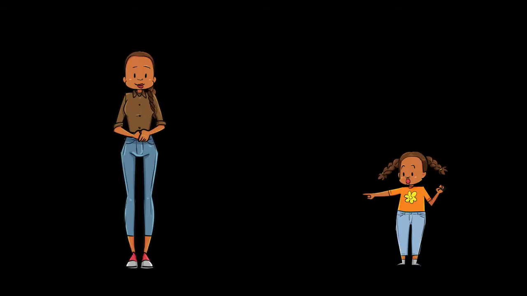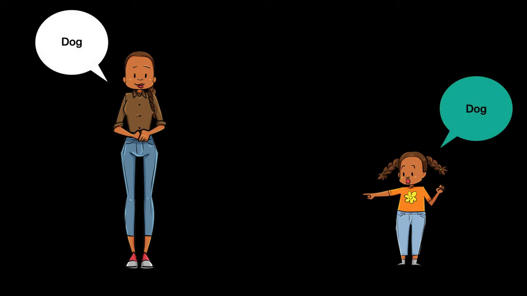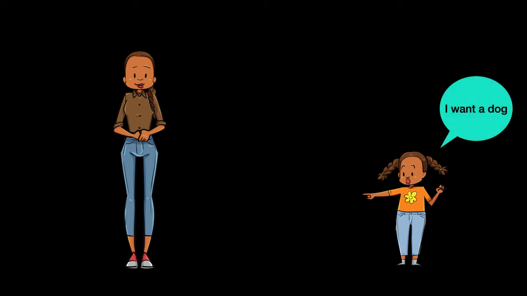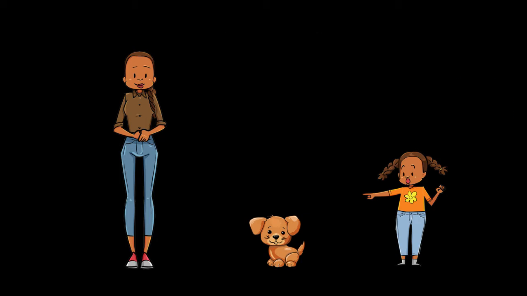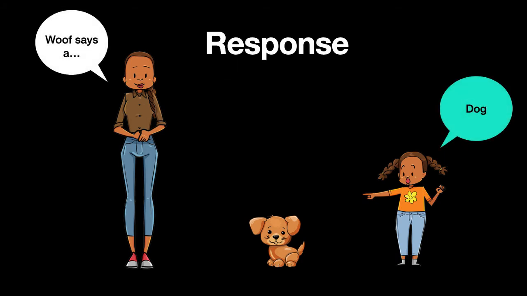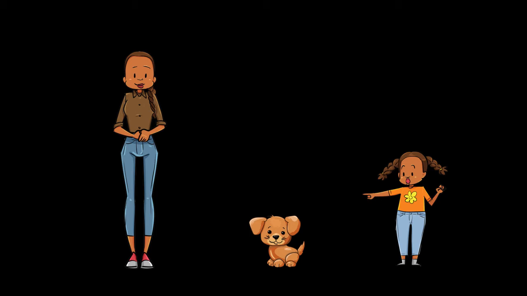Let's look at this in action. Sarah says dog and Jenny responds by saying dog. This is imitation. When Jenny says, I want a dog, this is a request. Jenny labels by saying, I see a dog, and she responds to Sarah's statement, woof, says by saying dog. Each of Jenny's statements serves a different purpose in communication.